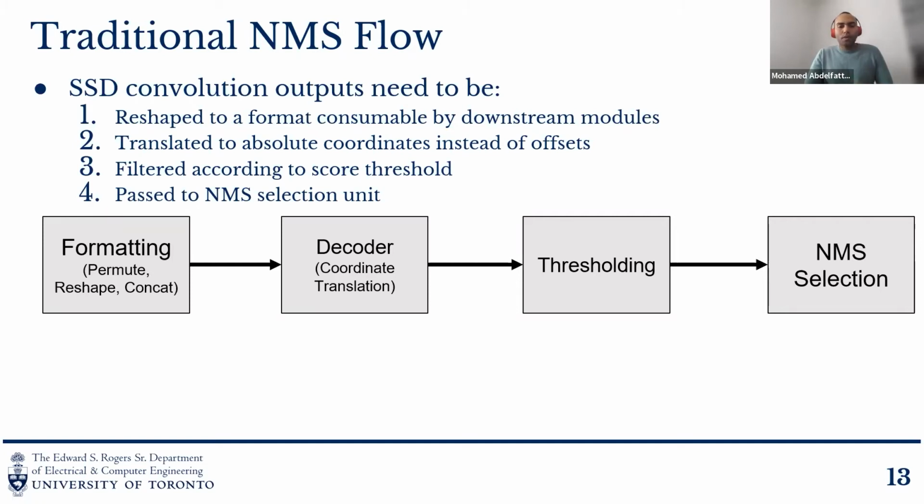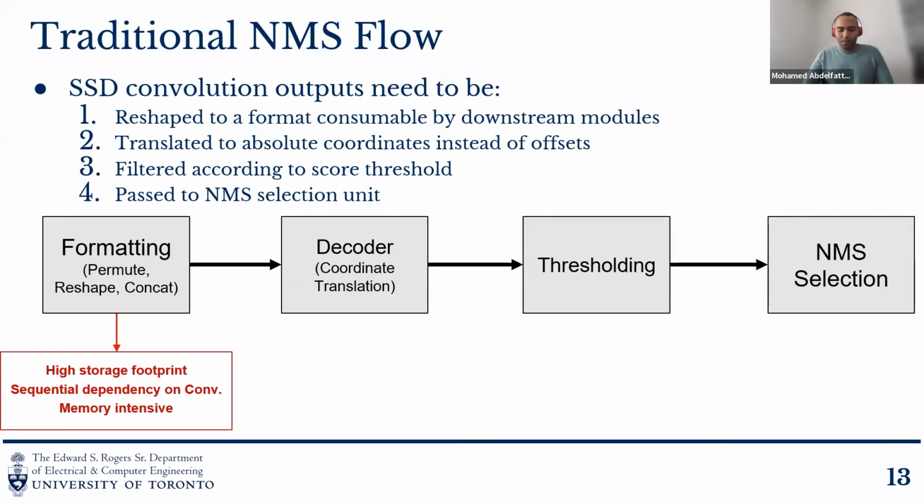Now, the problem with this approach is that, first, the data manipulation and formatting requires a lot of memory operations, and it requires storing all the data. Moreover, it puts a sequential dependency on the outputs coming from the convolutions, which means that we need first to finish all the convolution outputs, store the data in memory, and then perform those data manipulation and formatting operations. This prevents pipelining the execution between Hpipe and the NMS unit, which can significantly hurt the throughput.